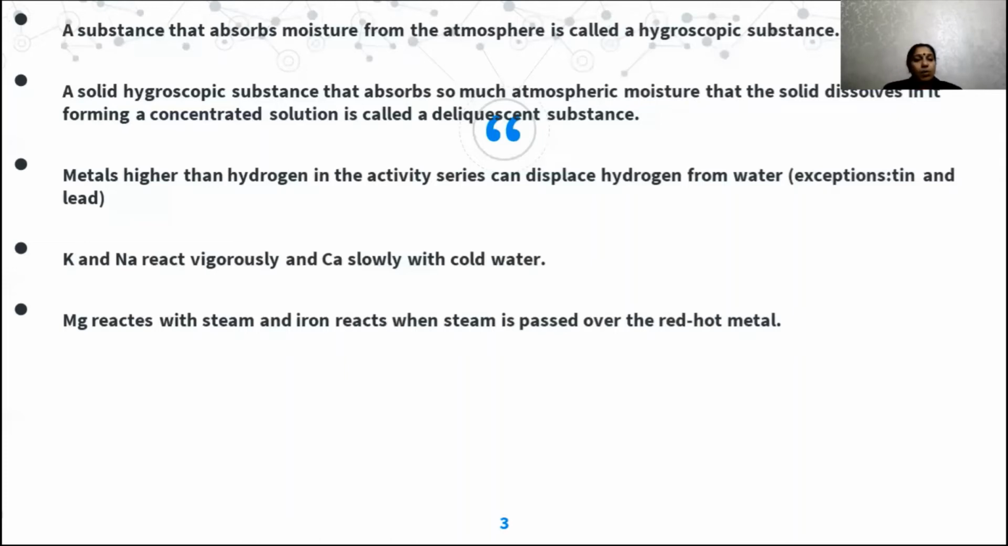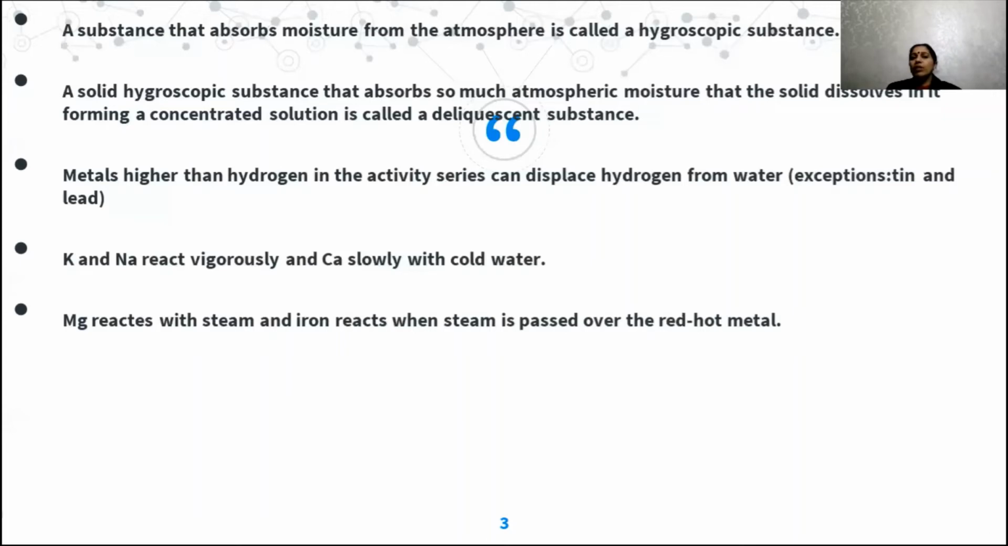Then the next point is metals that are higher than hydrogen in the activity series. You know the sequence that is mentioned in the activity series. According to that, the metals higher than hydrogen can easily displace the hydrogen atom from water. But one exceptional case is there, except lead. Except lead and tin, not only lead.